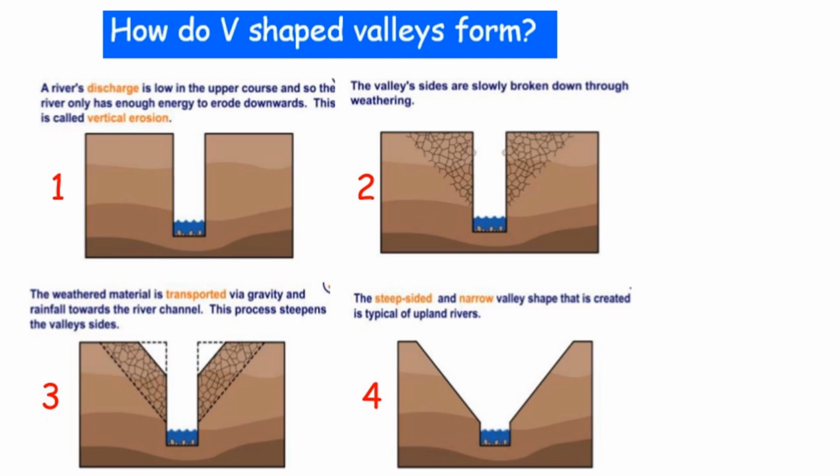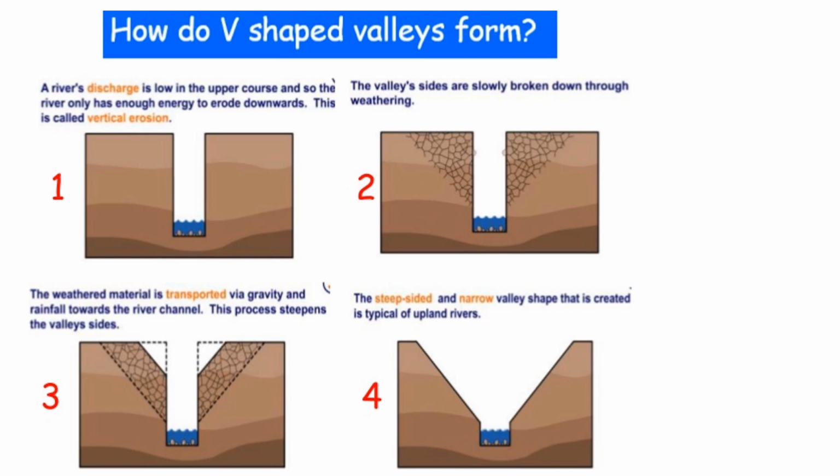In the case of Dovedale, it'd be mostly freeze-thaw, chemical and biological weathering. Stage 3, the weathered material is transported via gravity and rainfall towards the river channel. This process steepens the valley sides. In stage 4, the steep-sided and narrow valley that is created is typical of upland rivers, that V-shaped valley.